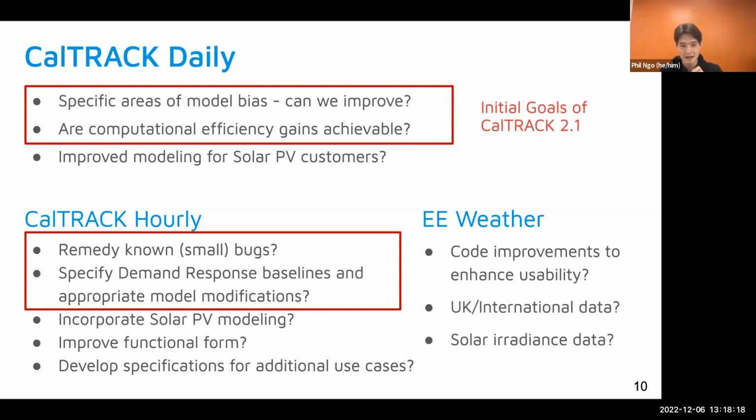Can we make computational efficiency gains? Can we fix some small bugs? Can we improve demand response and combine some of the things that Carmen and Will were talking about under the umbrella of Caltrack and the OpenEEmeter? And we absolutely can. These are our initial goals, but I hope we will be moving, in fairly short order, to the rest of these as well.